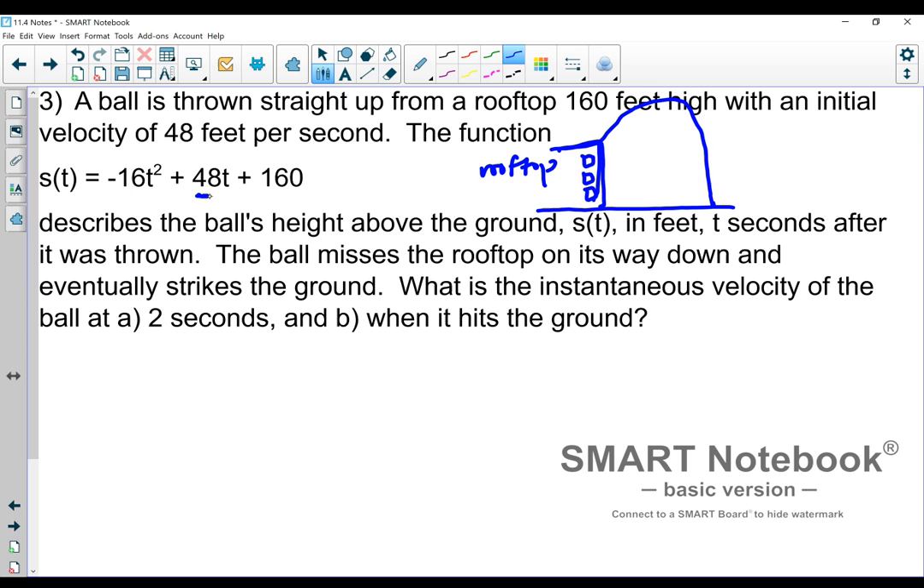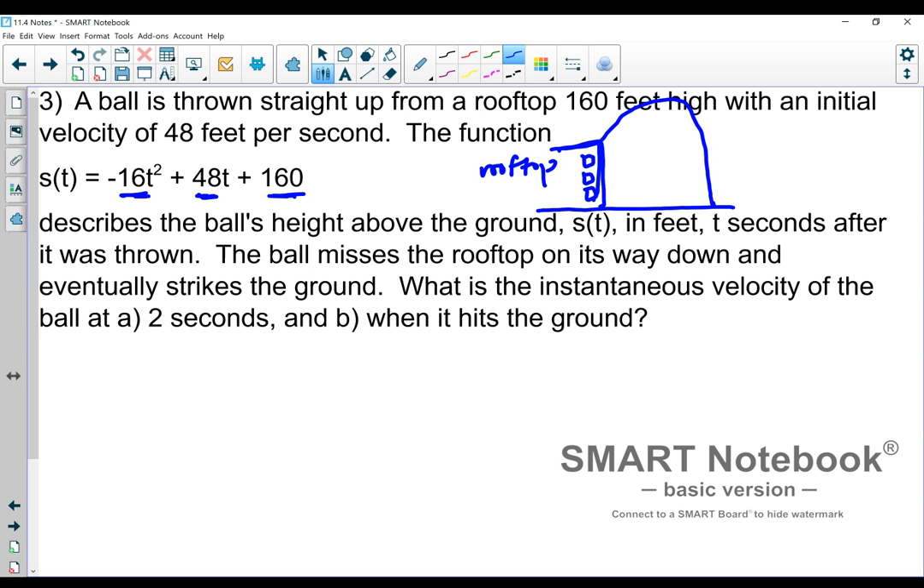So you can see that the 48 is here in the formula. The 160 is over here. Negative 16, that would be your acceleration due to gravity. So all of those numbers have a place in that formula. We want to describe, okay, the function describes the ball's height above the ground, t seconds after it was thrown.